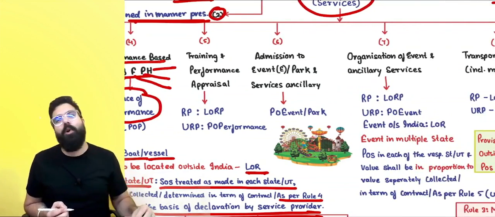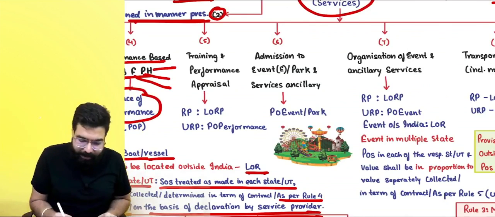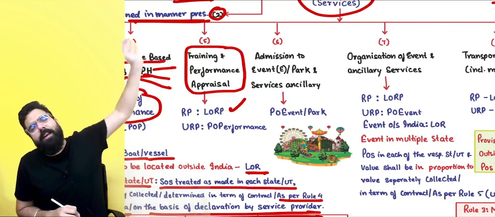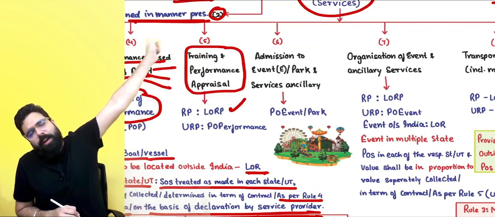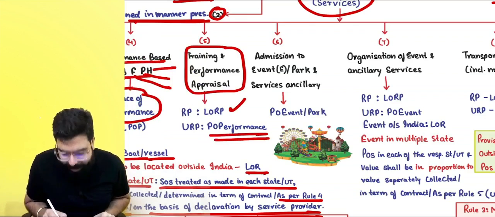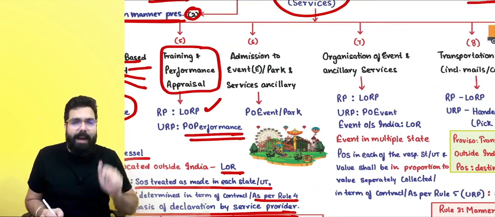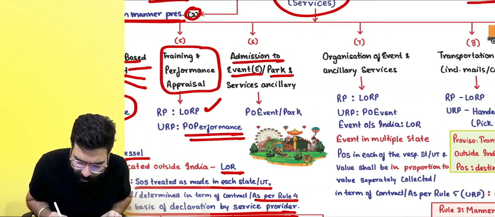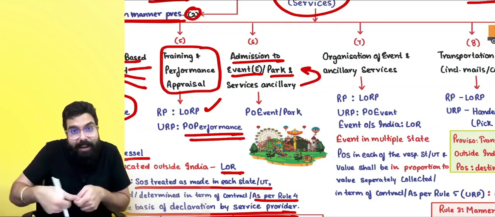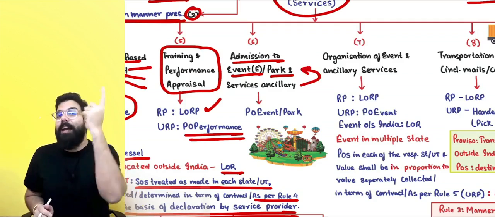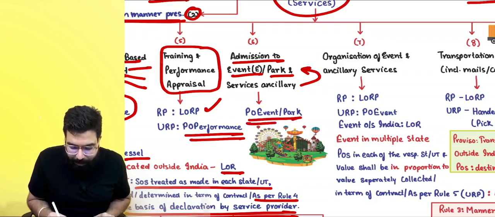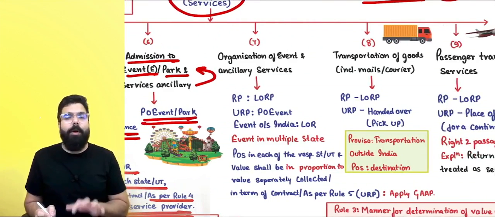Section number 12.5 talks about training and performance appraisal service. If I am giving it to a registered person, the location of the registered person is the place of supply. If I am giving the training and performance appraisal to an unregistered person, then the place of performance will become the place of supply. If I am giving services of admission to an event or park and any ancillary service to this admission related service, basically selling an entry ticket to an event or a park, then where the event or the park is located, that is the place of supply. Place of supply is the place of event or park.